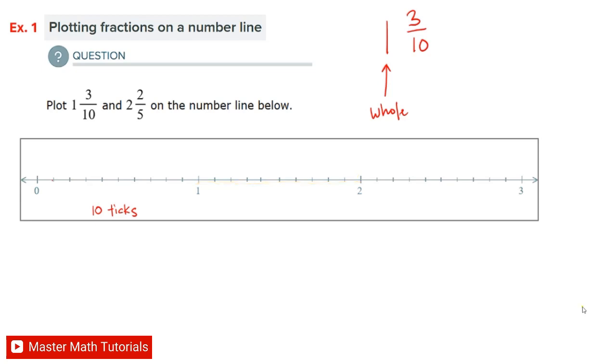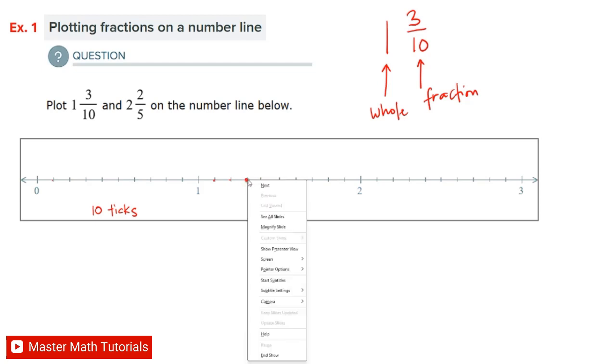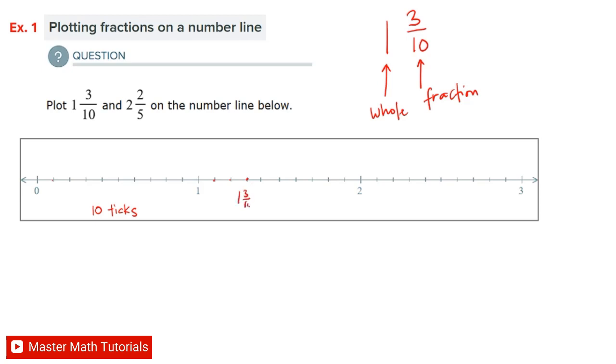Next, we need to understand the fraction part. The fraction part is 3/10. Since there are 10 ticks between each whole number, each tick represents 1/10. So we can easily find the location of 1 and 3/10. Starting from 1, we count 3 ticks to the right. 1, 2, 3. This will be the position of 1 and 3/10. Now that wasn't too bad.